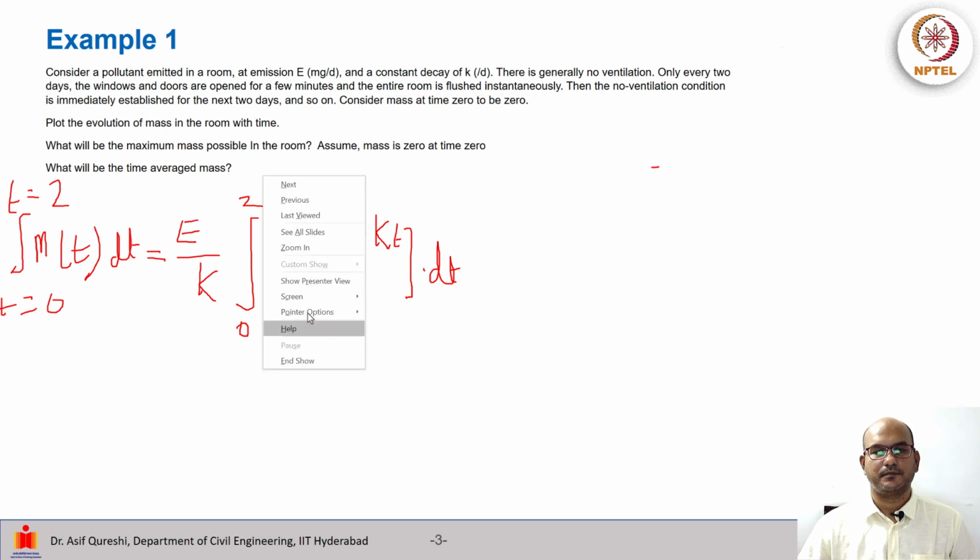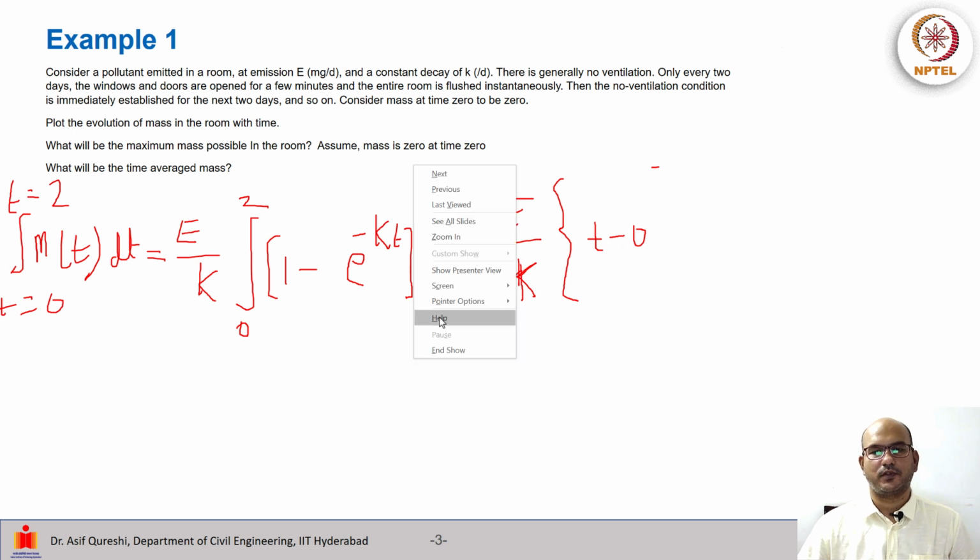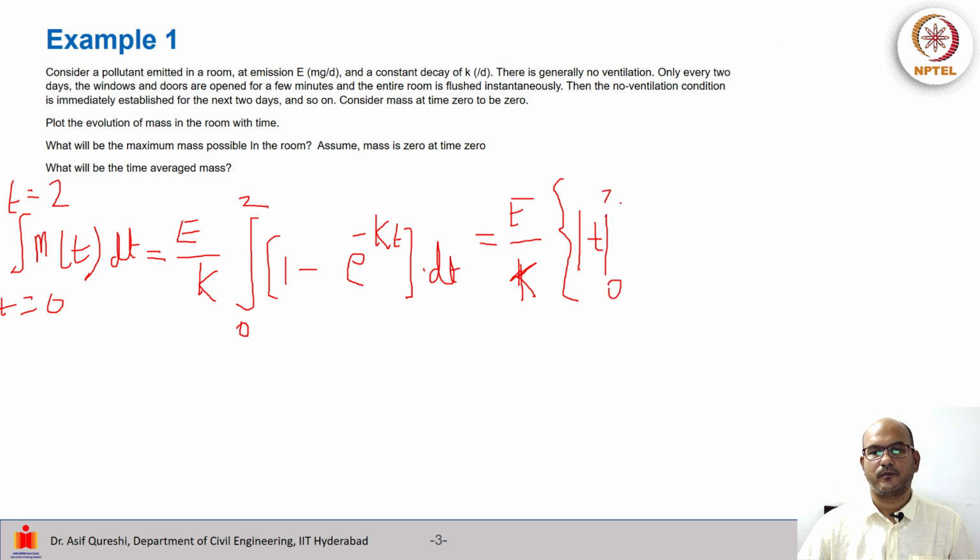So now what will this be? E by k, the first term will be dt, so it will be t, 0 to 2, minus the integral, which is minus 1 by k e to the power minus kt. Here we have again 0 to 2.